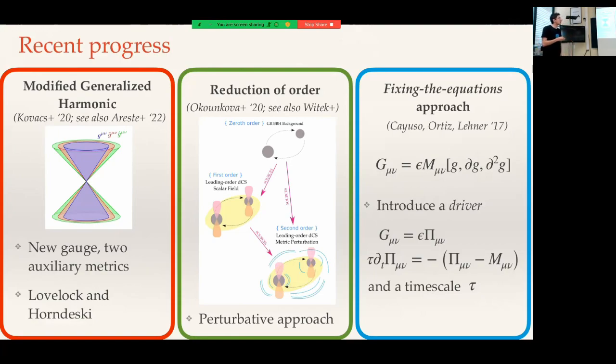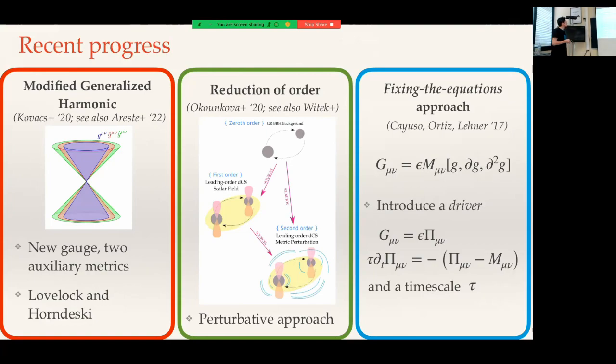And then finally, the last idea would be the fixing-the-equations approach, in which, let's say, you write the modification to general relativity as scaling with some coupling epsilon that might be small. The idea here is to deform the theory by introducing an additional variable, here pi, and prescribing an additional equation that would smoothly make pi follow the original variable within a time scale tau. The hope in this last case is that by introducing this time scale, you will be damping out frequencies that are larger than 1 over tau. And hopefully we will continue here.